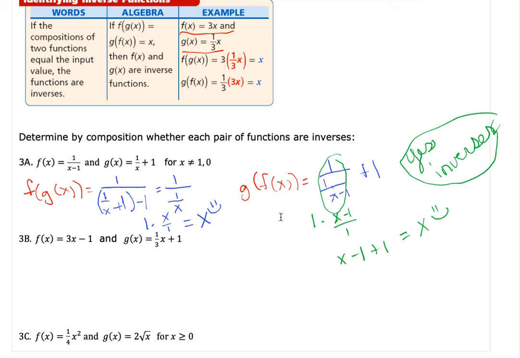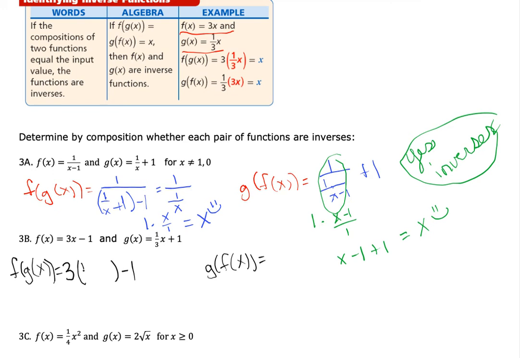All right, let's try another one. We will do f of g of x and g of f of x. Okay, so I'm going to put my g function inside of my f function. So this goes in for my x. So 3, there's my x minus 1. So I have 1/3 x plus 1.